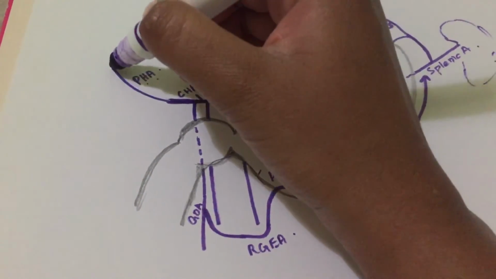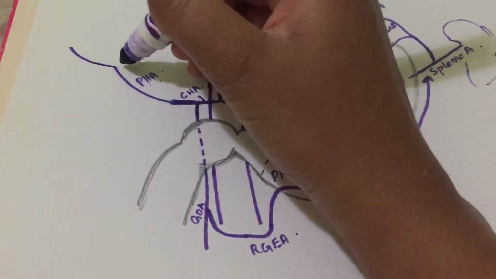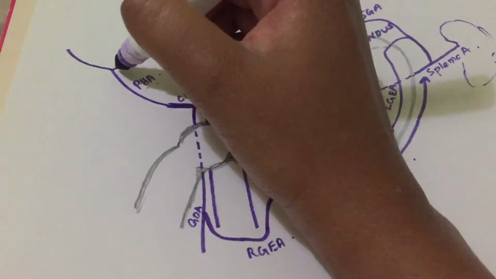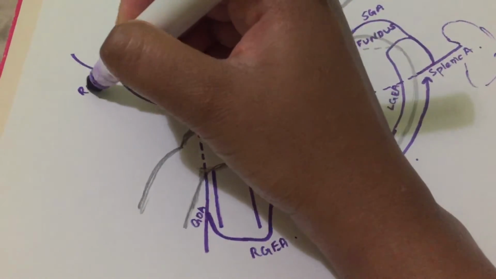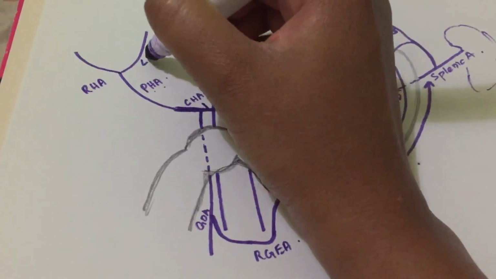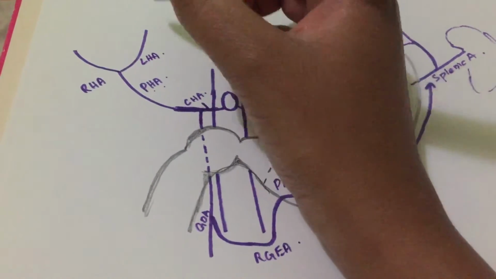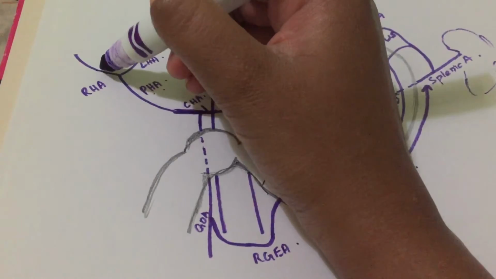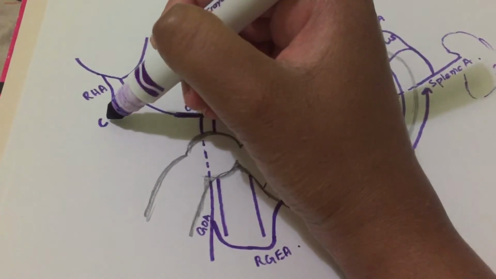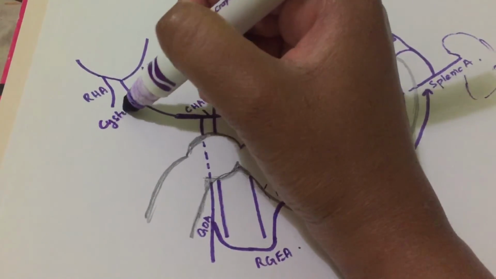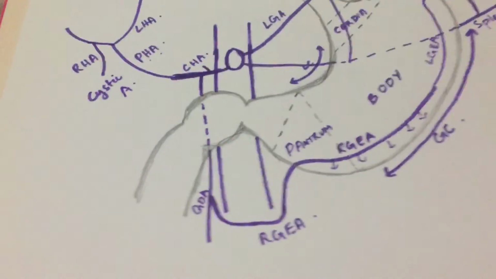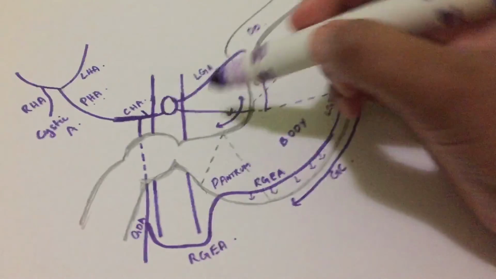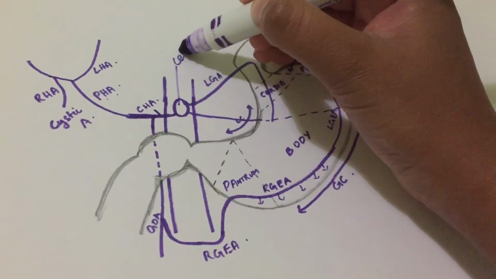Now the proper hepatic artery supplies the right and the left lobes of the liver. The right is called the right hepatic artery and the left is called the left hepatic artery. Now, the right hepatic artery gives off the cystic artery. It supplies the gallbladder. So as we can see, this is the whole thing and this is the celiac trunk.